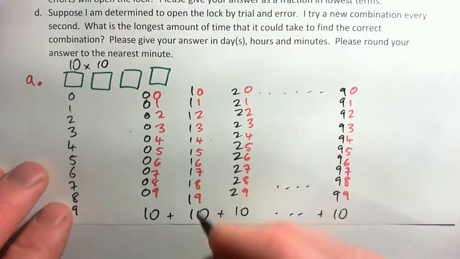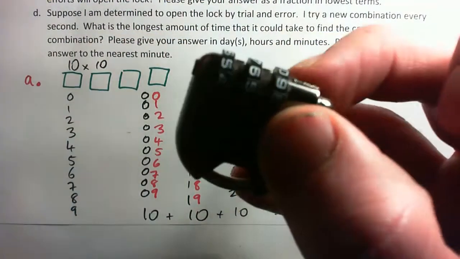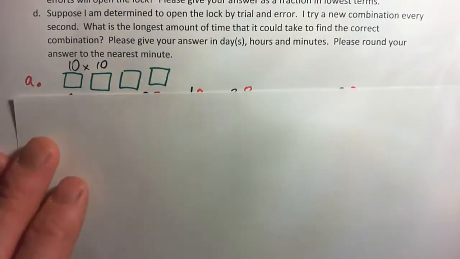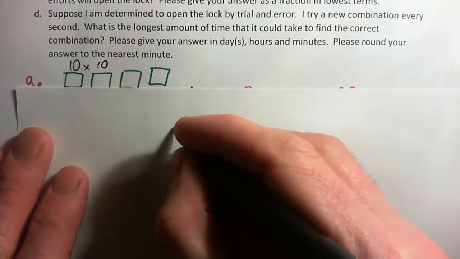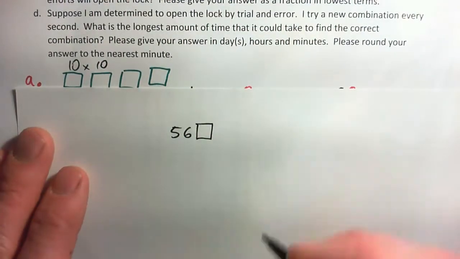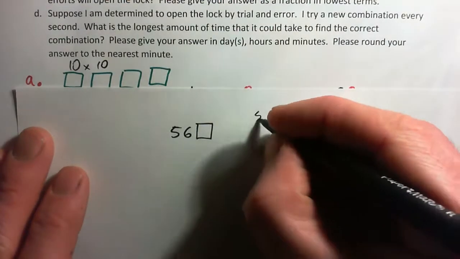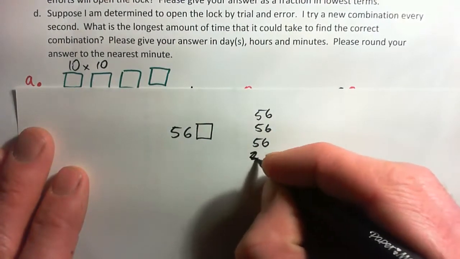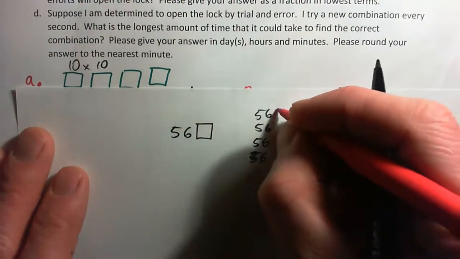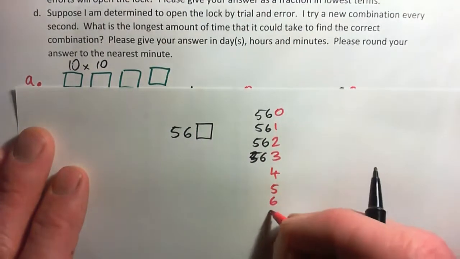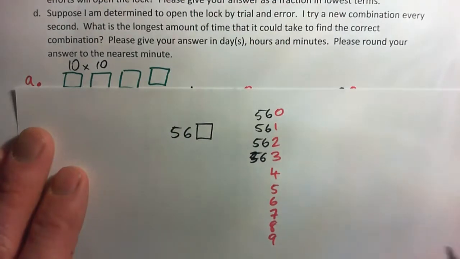And just like with the phone number, to talk about the third wheel, I'd like you to think, if you take any one of those two-digit options, like say 5, 6, you can add on 10 different digits on the end of 5, 6. So you could have 5, 6, 0, 5, 6, 1, 5, 6, 2, and so on, right?